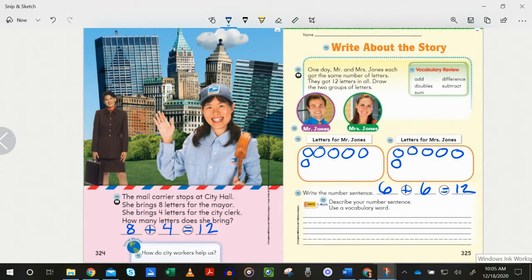You might have thought of that more quickly if you realized that we had a doubles fact where the sum was 12. Okay, so if you know those doubles facts, then you know how to split a number into 2 equal parts. Okay. So describe your number sentence using a vocabulary word. So we could say here that doubles, we use doubles to find 12. Or if you have a different idea, you can write that down as well.